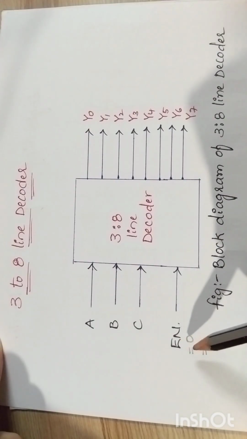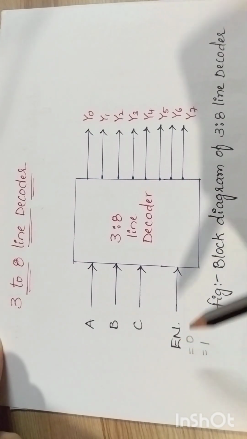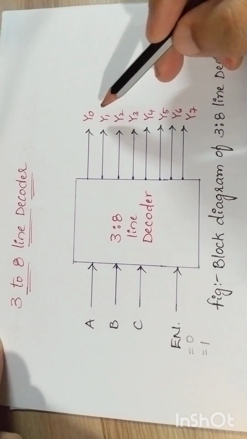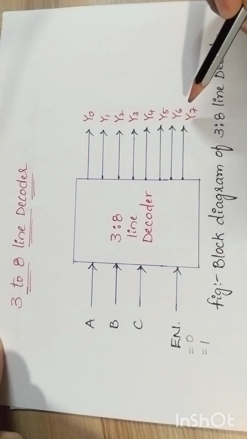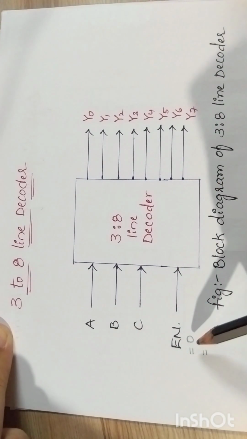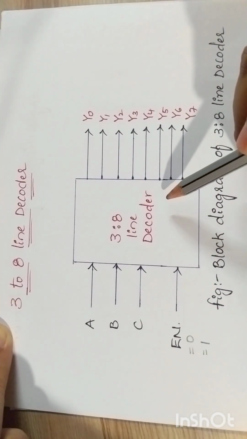That enable pin will have two values, 0 and 1. When the enable pin is set to 0, the decoder is disabled. For that, no output will be shown at the output side. That means all the outputs are going to be shown as 0 even if we apply the input combinations. When the enable bit is set to 1, the decoder is going to work normally.